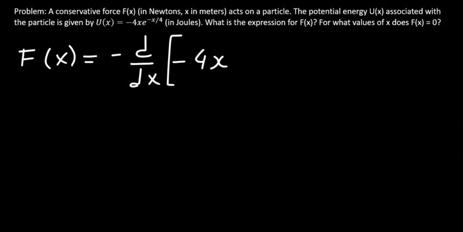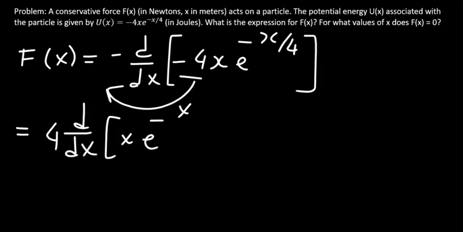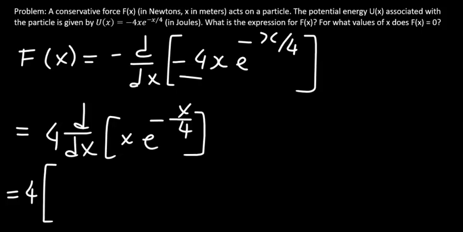So it's minus 4x e to the power minus x over 4. So let's take all the constants out. So minus 4, bring it out. You get 4 there. Derivative of x e to the power minus x over 4. Of course, we can use the product rule to differentiate this function. So let's differentiate the first one, x. It's going to get 1.